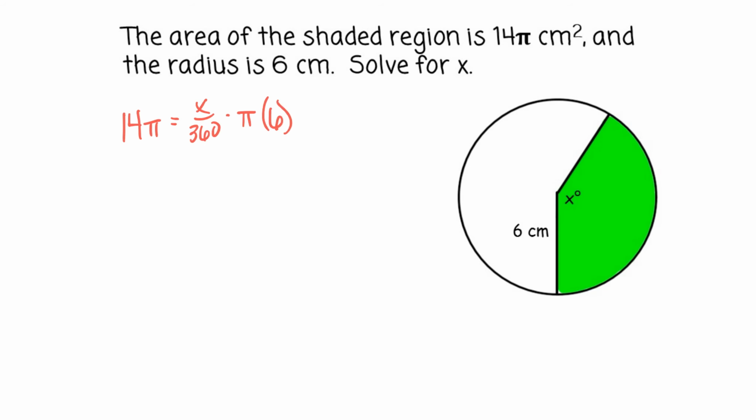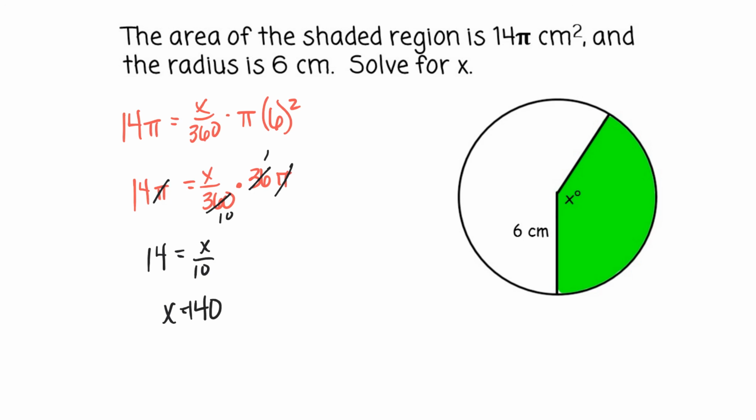So we know 14 pi is equivalent to x over 360 times pi r squared. Our radius is 6, so we have 14 pi equals x over 360 times 36 pi. Now I can divide both sides by pi, so my pi's cancel. So I have 14 equals, let's get rid of our 36 and 360. That simplifies into 1 over 10. So really I have x over 10. I can multiply both sides by 10, and I have x equals 140.